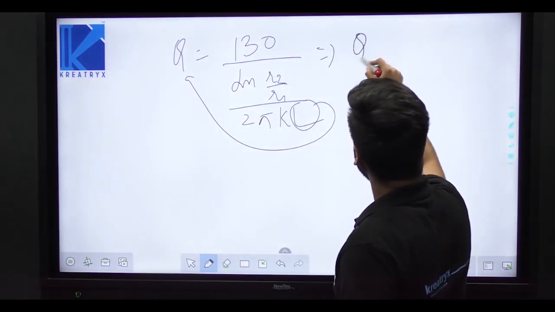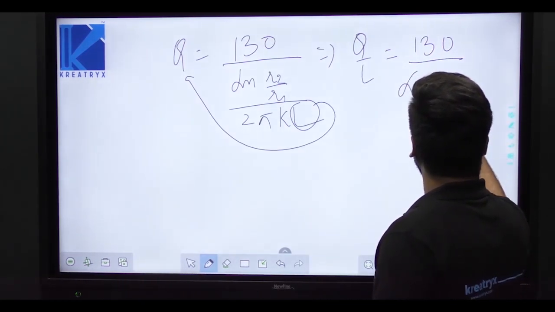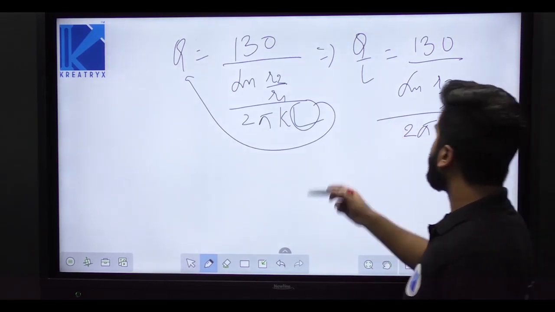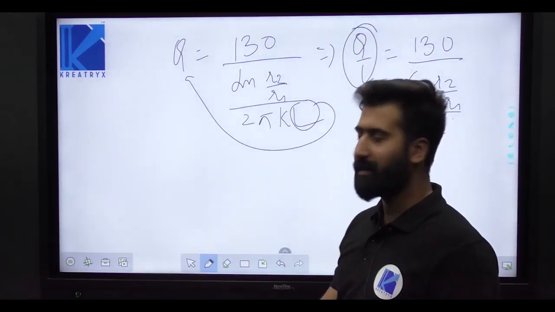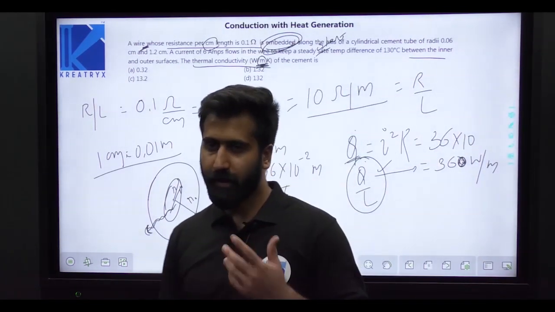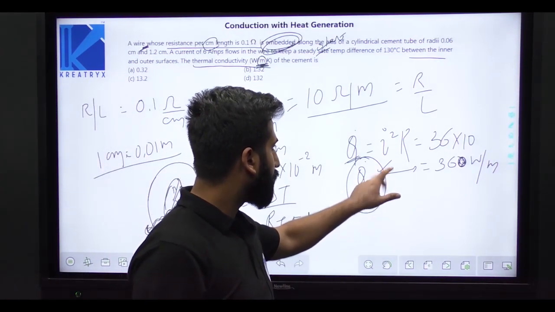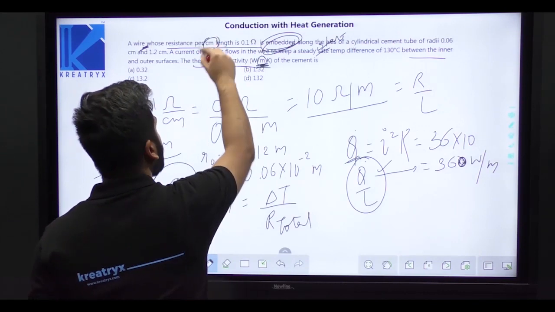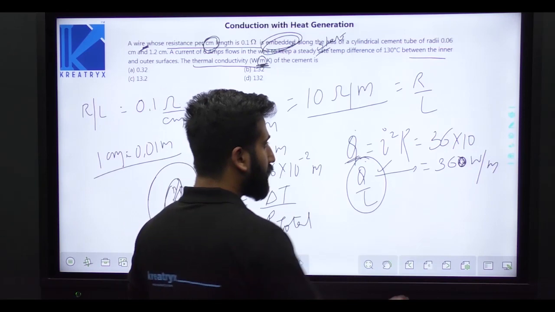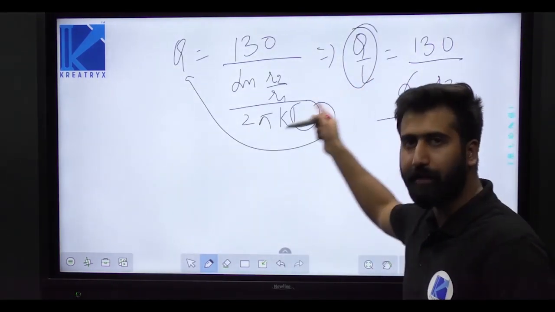That implies Q by L is equal to 130 upon ln R2 by R1 upon 2 pi K L. Sorry, 2 pi K. Take an L here. Now Q by L is, you know this Q by L. So that is why I emphasize following this unit part very carefully, because units play a very important role. Okay, so this is actually watt per meter, and this is actually Q by L. From here, you can directly put Q by L.